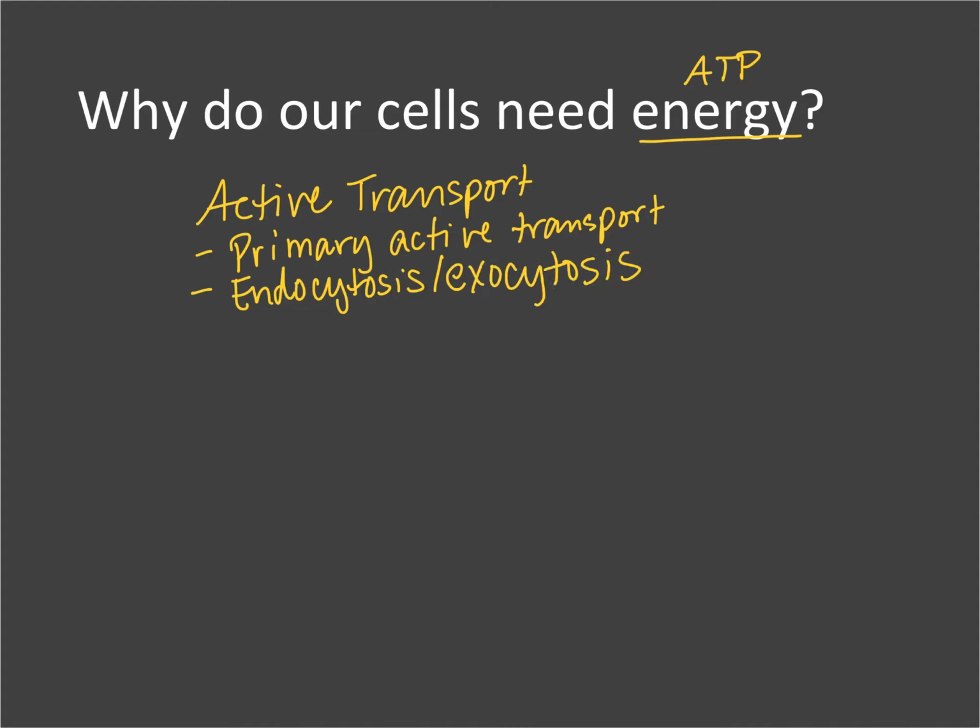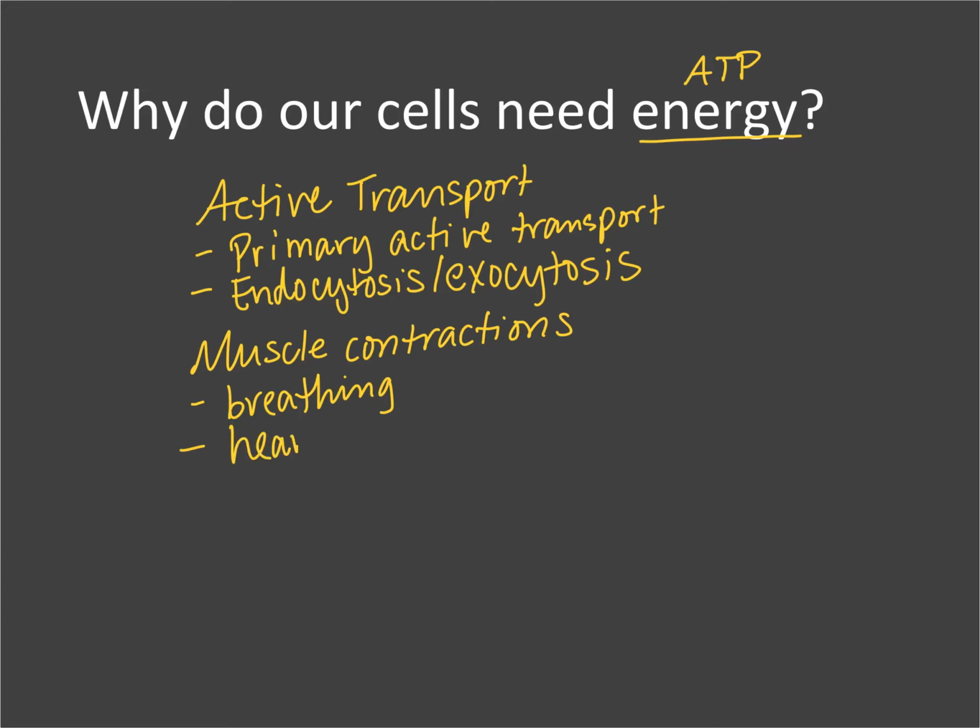We also need ATP for things like muscle contractions. And muscle contractions include the muscles involved in breathing, the muscles involved in moving blood around your body. So your cardiac muscle, your heart muscle needs ATP in order to beat to move blood around your body.